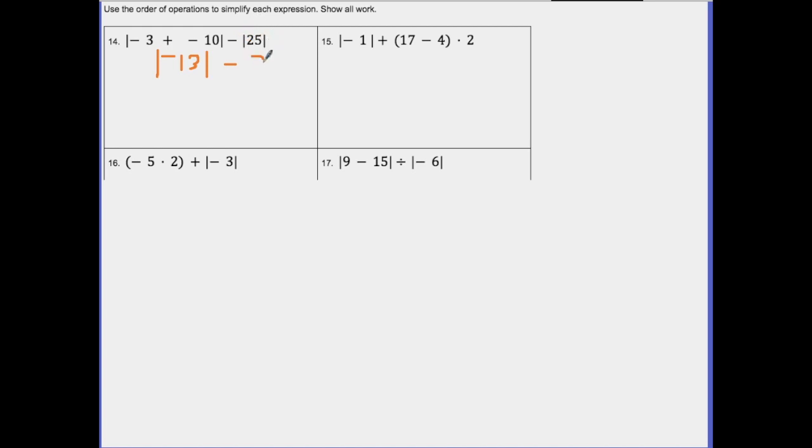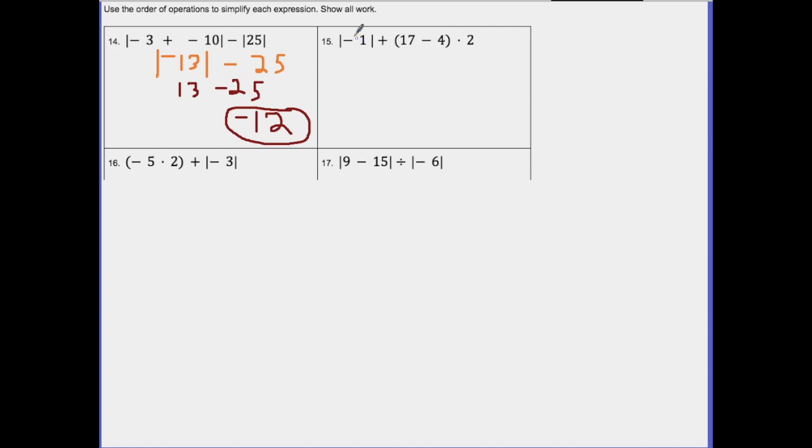Absolute value of 25 is 25. And now I look back at the original absolute value here. I have to do this first. This is 13 minus 25. And the answer would be negative 12. When you get your final answer, make sure that you circle it. And if it's negative, make sure that we can see that negative sign really, really clearly.